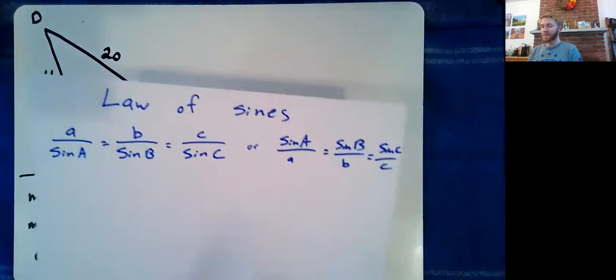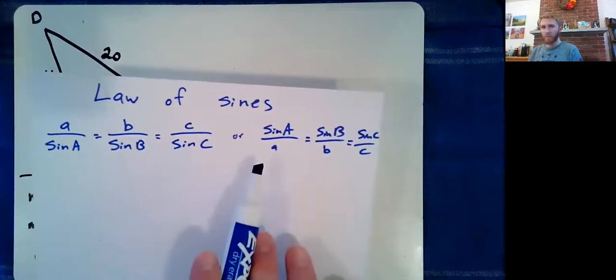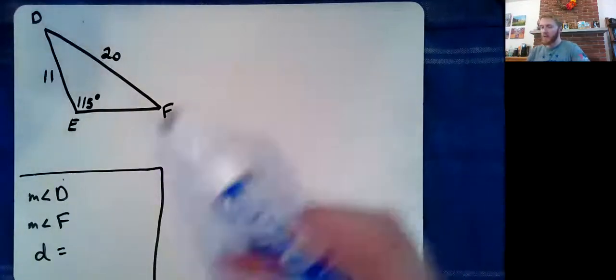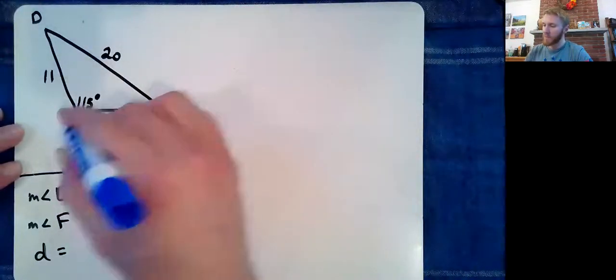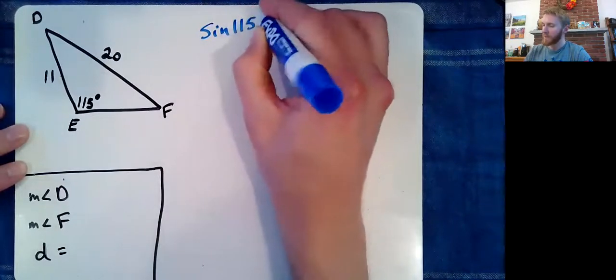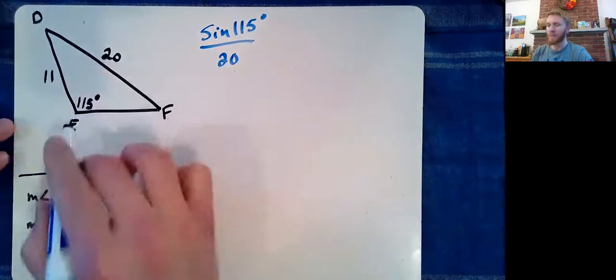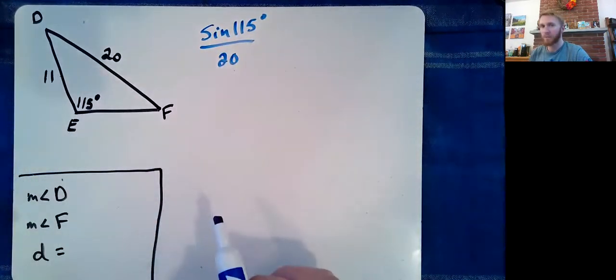Like we talked about before, here's my formulas. You can set it up either with the side on top and sine of the angle on bottom, or the reverse. Really doesn't matter. So in this case, I know I have to use E, so I'm going to set up sine of 115, which is angle E, over side E, which is 20. So I set up that ratio.